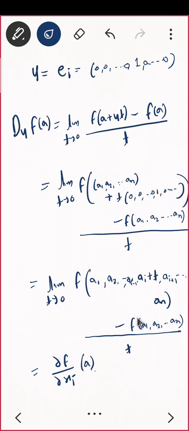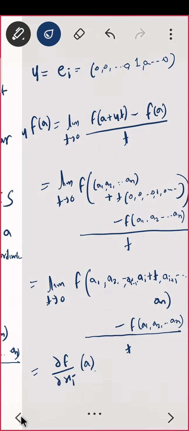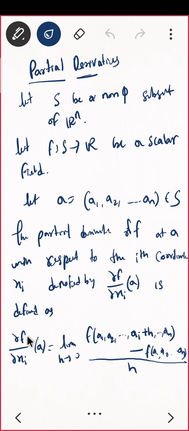Do you observe that? Because the definition of xi that I gave also had the same thing, right? Let me show you. See, dou f by dou xi, the same definition is that. But here there is h, there it is t, that's it. So that is not a problem for me. So this is your partial derivative.